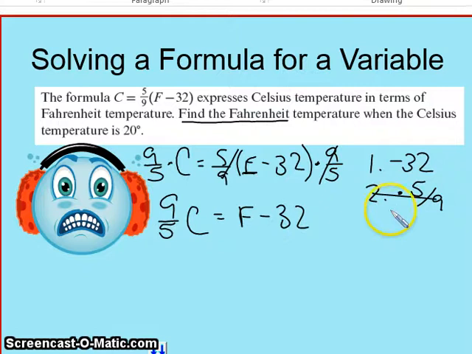I've undone the times 5/9, so then remember I said the first thing I would do would be to subtract 32, so I'm going to do the opposite and add 32 to both sides.